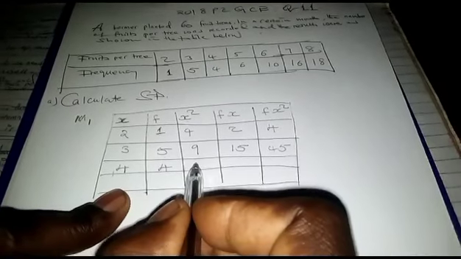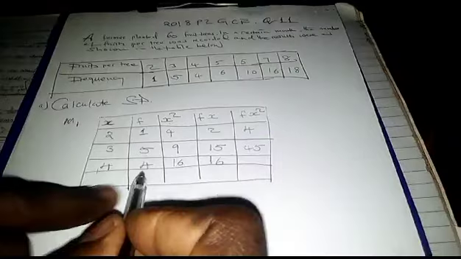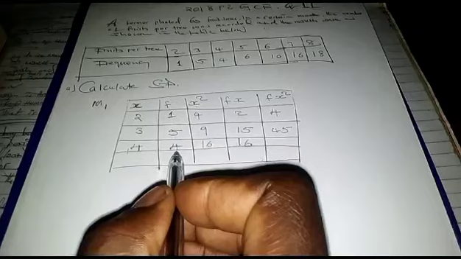Then from there, we're going to move on to another row, the third one. So the midpoint is 4, and the frequency is 4. Then the square of the midpoint, that will be 16. Then fx, we're going to say 4 times 4, that will be 16. Then we're going to say 16 times 4, this is going to give us 64.